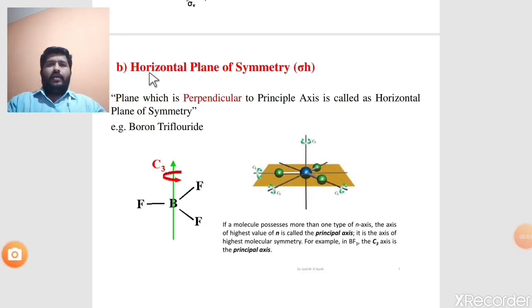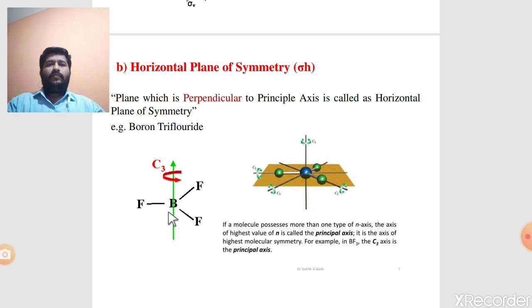Then second is the horizontal plane of symmetry, represented by the symbol sigma h. A plane which is perpendicular to the principal axis is called the horizontal plane of symmetry. See the best example, boron trifluoride. Central boron is surrounded by three peripheral fluorines. The hybridization of this central boron is sp2, meaning the geometry is trigonal planar.